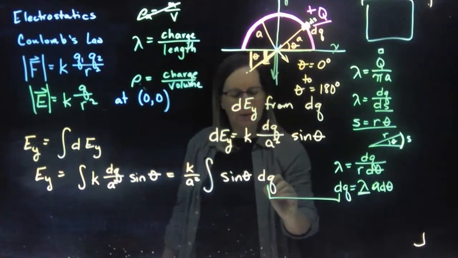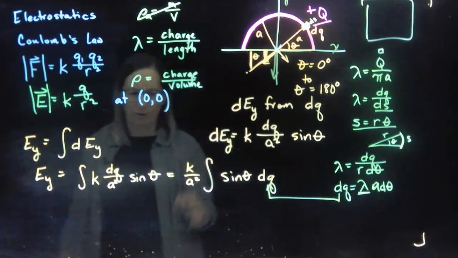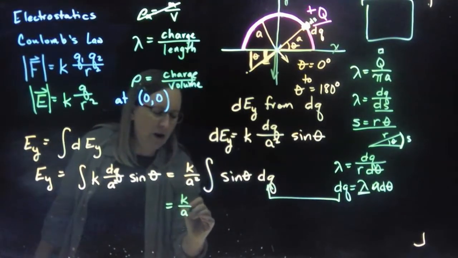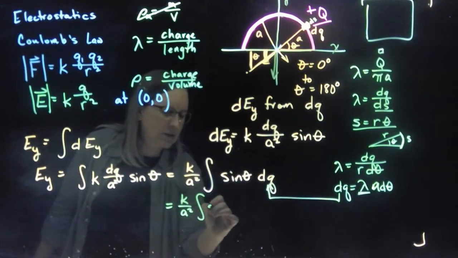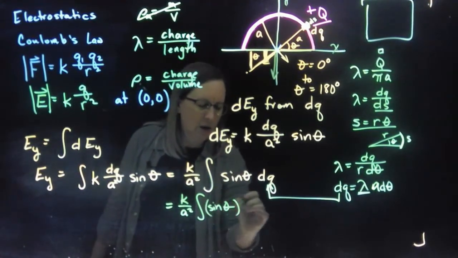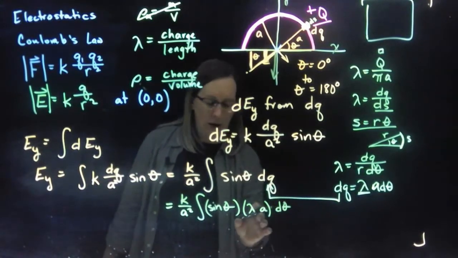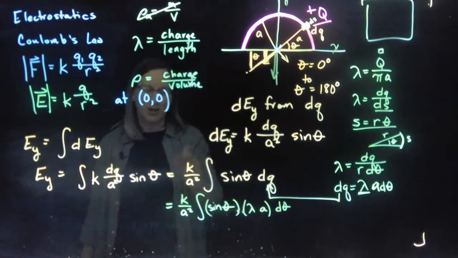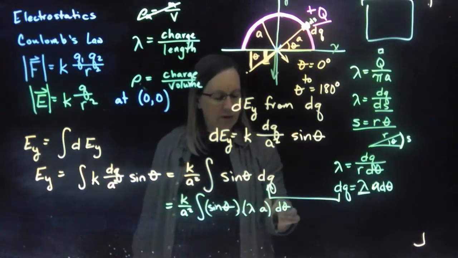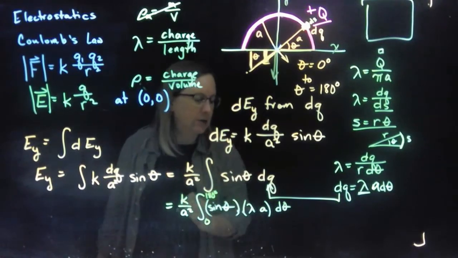So I plug this in here. This is really the trickiest part of doing this problem, believe it or not, even though I've got an integral in here. This is now equal to k over a squared integral sine of theta, and I'm going to put all this stuff in here, times lambda a d theta. And lambda and a are constants, so we can pull those out. That's really nice. And then I just have sine of theta d theta going from 0 to 180 degrees.